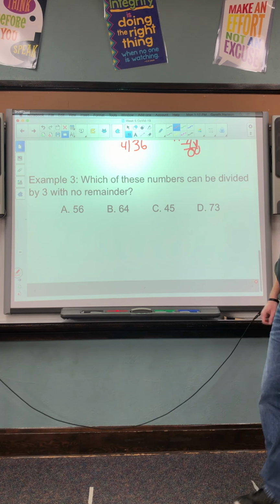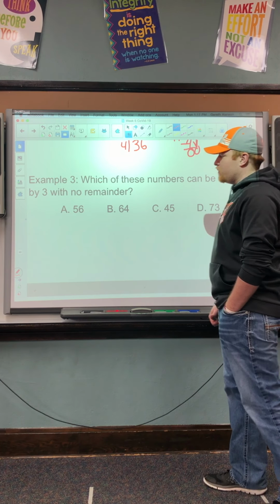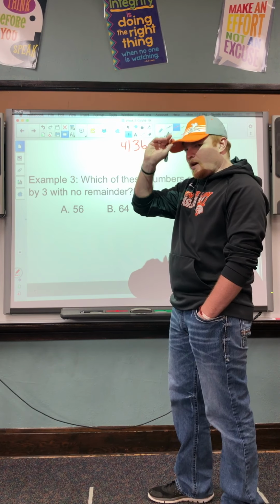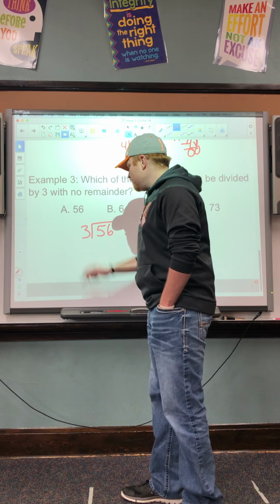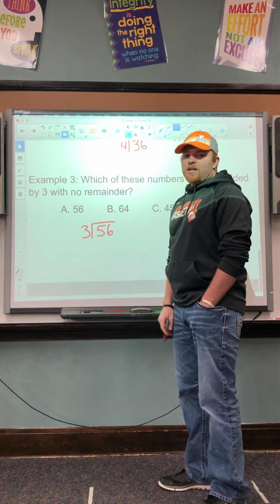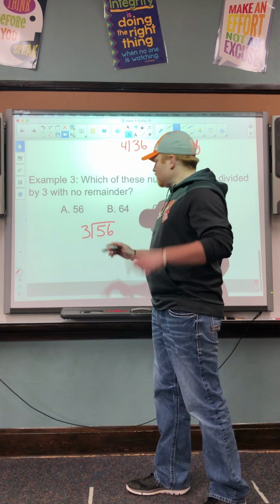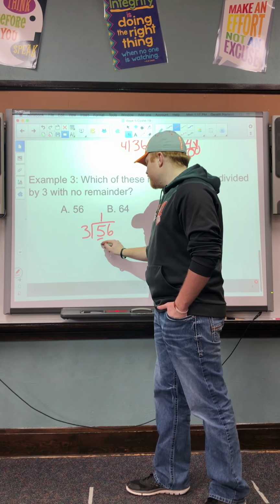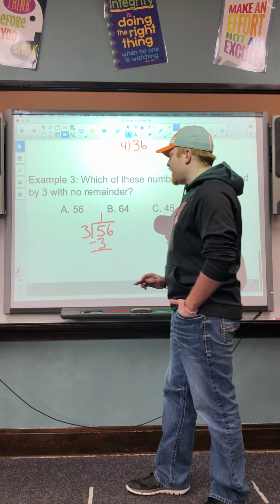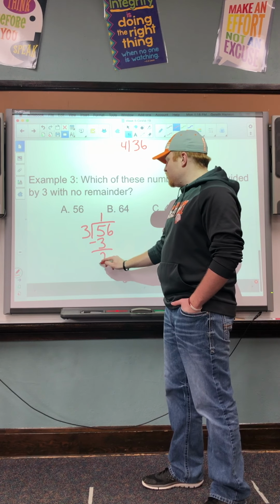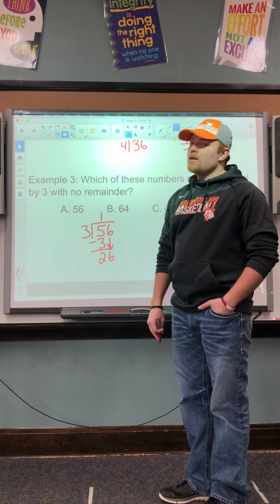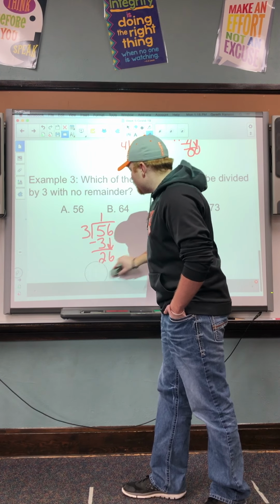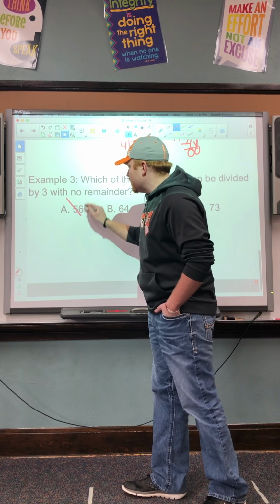Last example. Example 3. Which of these numbers can be divided by 3 with no remainder? Let's break down each one. Let's go 56 divided by 3. 3 goes into 5 how many times without going over? Just once. 1 times 3 is 3. Subtract. 5 minus 3 is 2. Bring down the 6. Can 3 go into 26 evenly? It cannot. So 56 is out of the question because we're going to get a remainder.